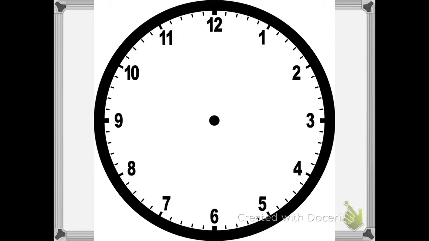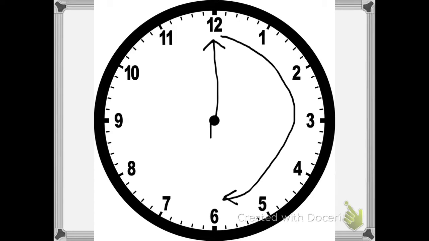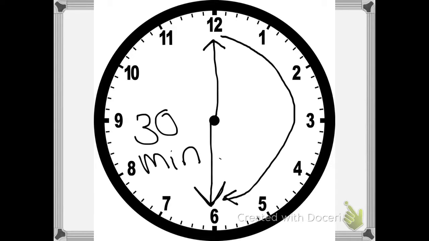Let's talk about telling time to the half hour. When we are halfway through an hour, that means we've gone halfway around the clock. So if we start at 0, or the 12, and we work our way halfway around the clock, we would stop at the 6, which is 6 times 5 is 30. So half of an hour is 30 minutes. So when the minute hand is on the 6, we know that that's 30 minutes, which means it's a half hour past whatever time it is.